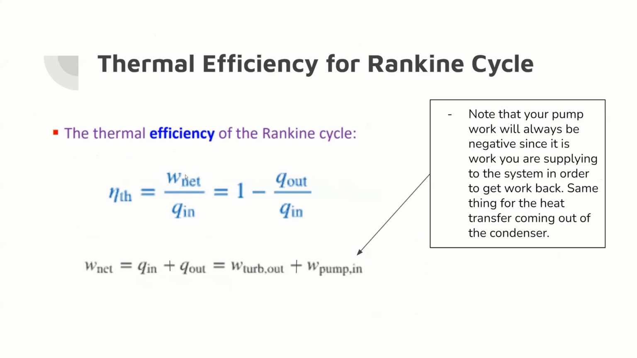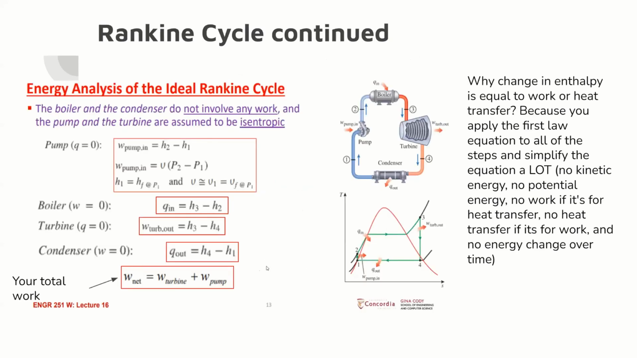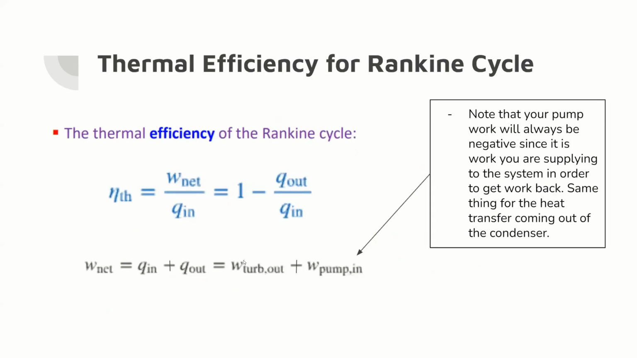So thermal efficiency is net work divided by q in, and that can also be equal to 1 minus specific heat transfer going out divided by specific heat transfer going in. That's because net work can also be written as specific heat transfer going in plus specific heat transfer going out, just like we saw right before, the work of the turbine plus the work of the pump is the same thing, work going out plus work going in.